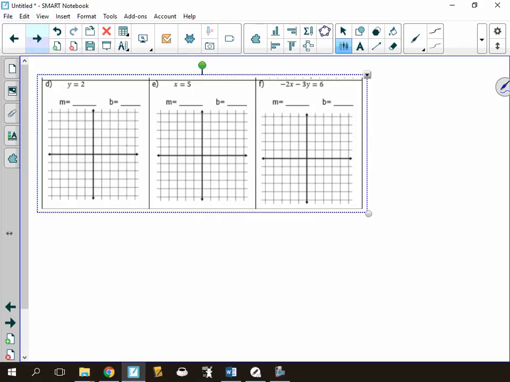So this one, when we say y equals 2, there is no x, so the slope is 0 and the y-intercept is 2. And when y equals 2, it's like that. This one is like D in part 1, where the slope was 0. No matter what happens, the y value in any ordered pair on the graph will be 2. This x equals is exactly the opposite. No matter what happens, the x value in the ordered pair will be 5. And so the slope is undefined, and there is no y-intercept.